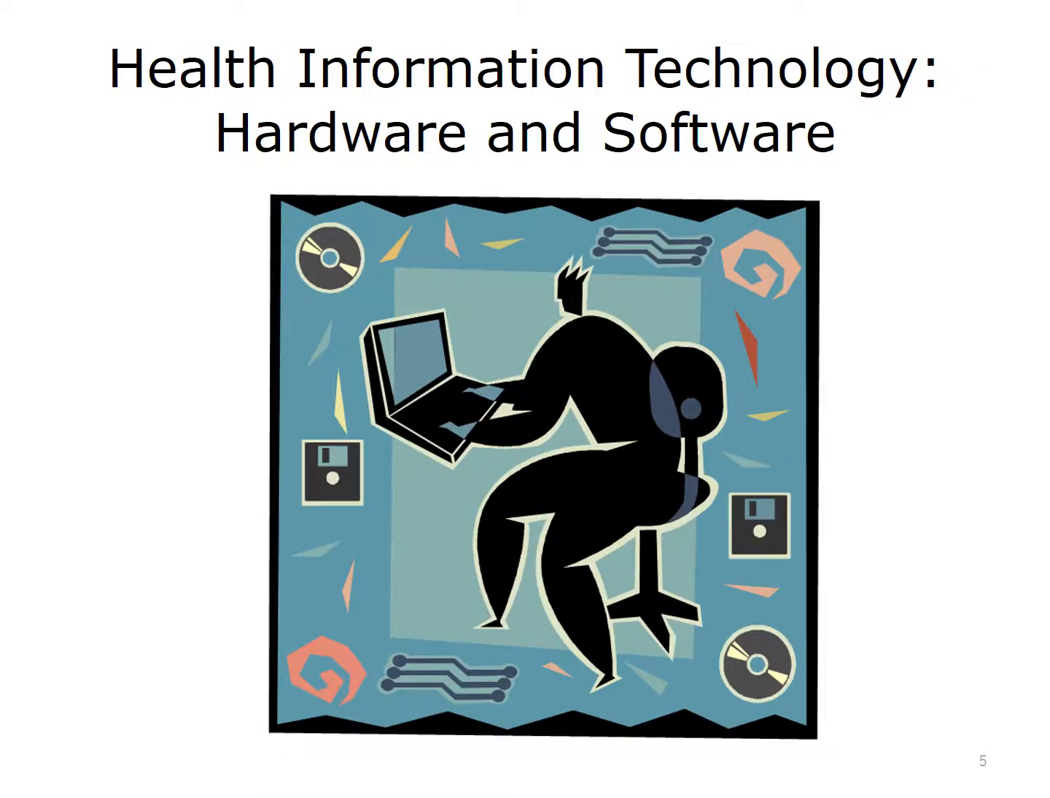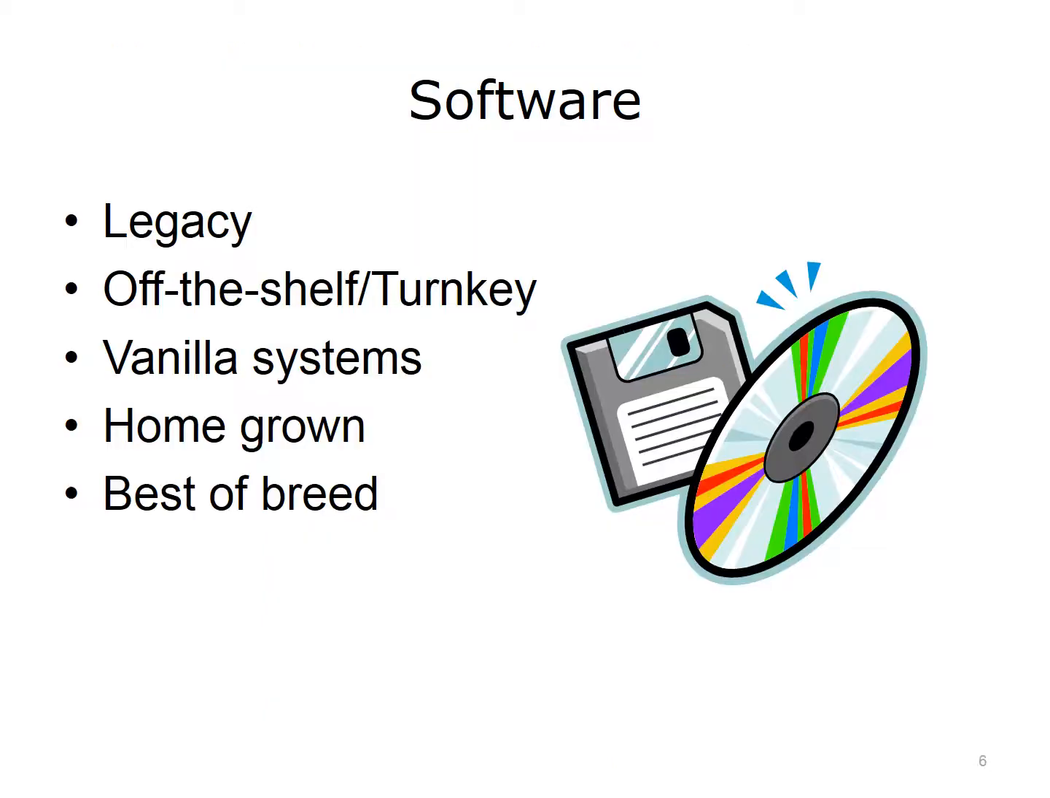Health information technology is a combination of computer hardware and computer software. We will now describe some of this technology. First, we will discuss software. Health IT software can be developed and acquired from multiple sources.